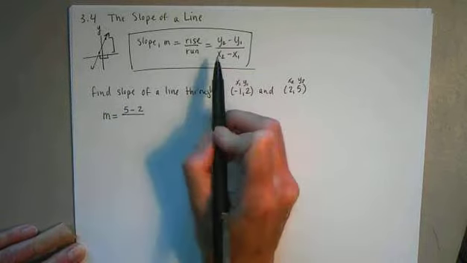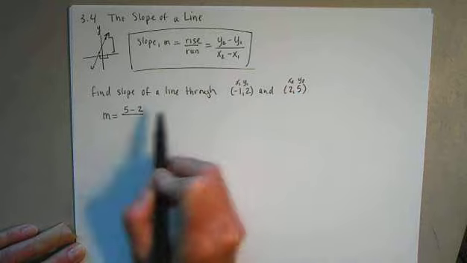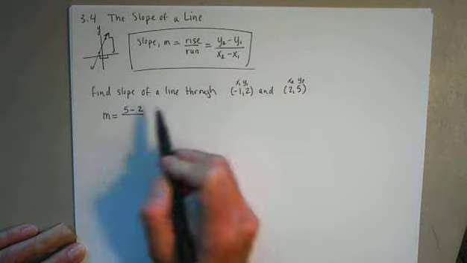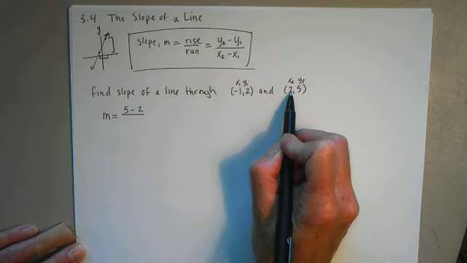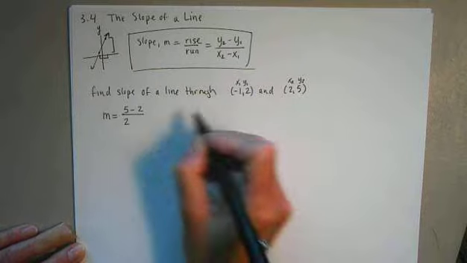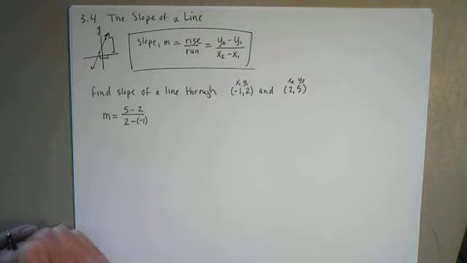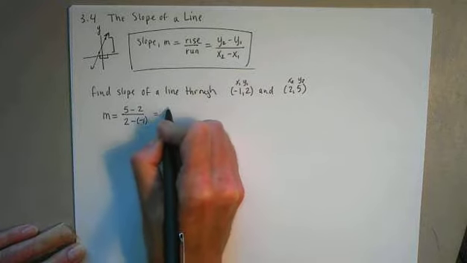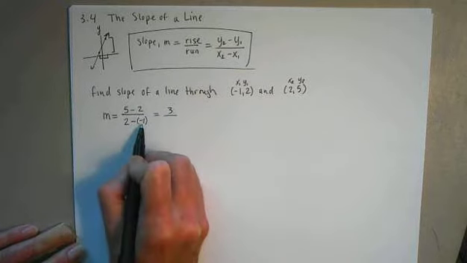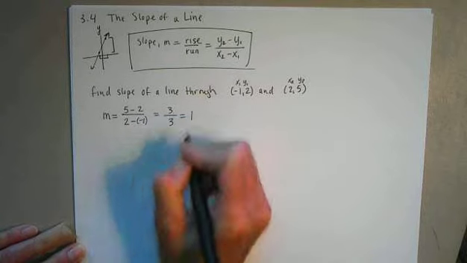Now my formula says take x subtract x on the bottom. And here is the key. If you use 5 first on the top, you have to use its corresponding x first on the bottom. So if I use 5 first, I have to use 2 first on the bottom. So I would have 2 subtract -1. So we know 5 subtract 2 is 3, and 2 subtract -1 is 2 plus 1. So it is also 3.